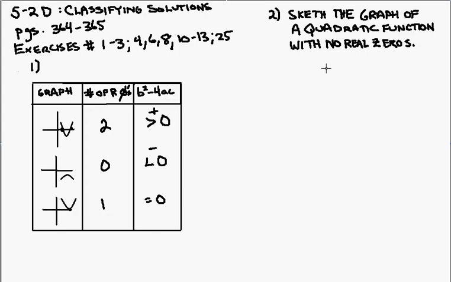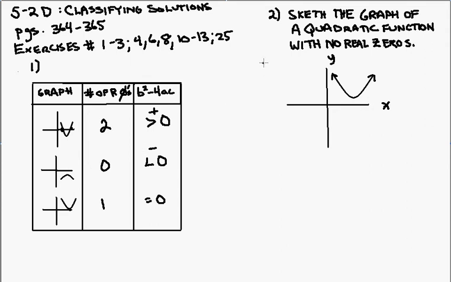So if we quickly draw an xy coordinate plane, and we go ahead and draw ourselves a parabolic curve. This would be an example of a quadratic function with no real zeros.